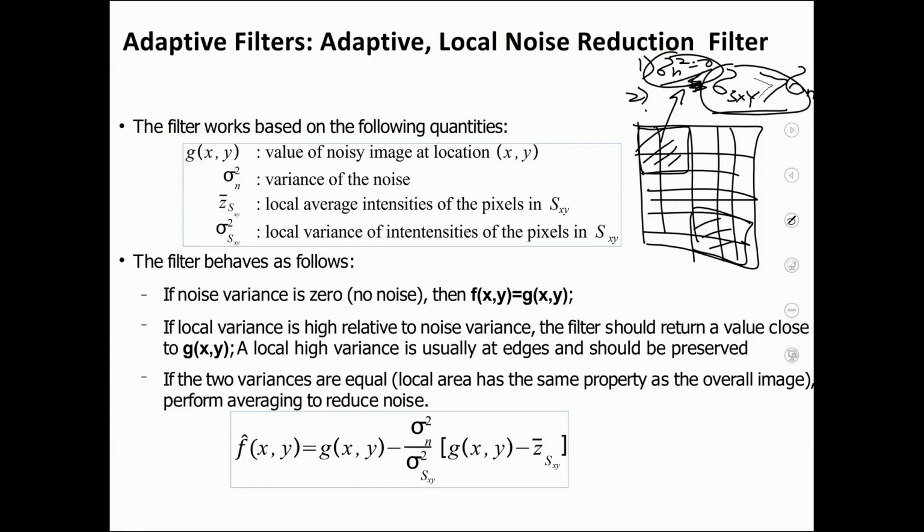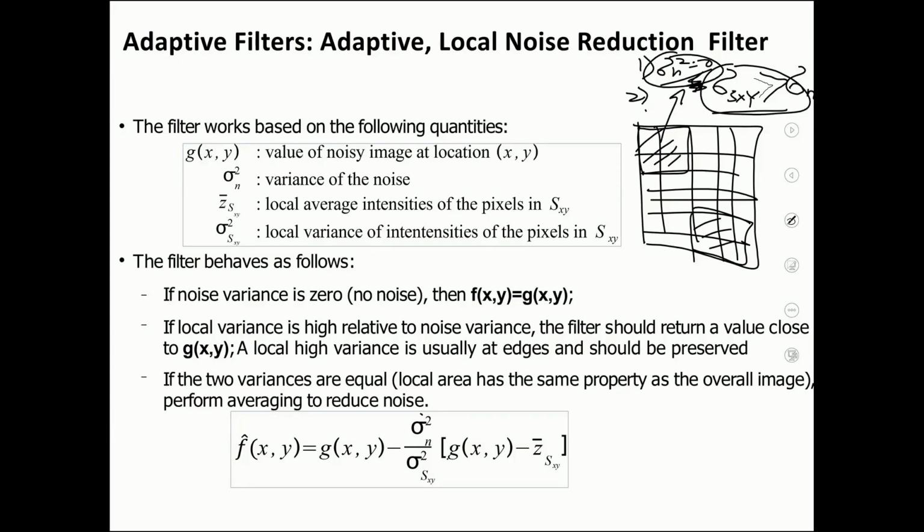So with these 3 conditions, I come up with this equation. If I put the noise variance equal to 0, the estimate is equal to whatever we have, because this term will be 0. Second, if we have a local variance higher than the noise variance, then we are taking this one, which has some effect, but a lesser effect on this term.